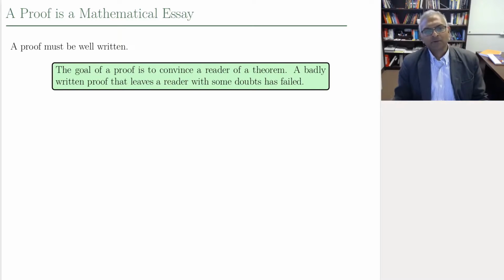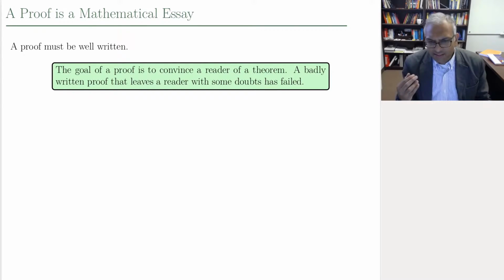Okay, quickly. How to write a good proof. Now remember, a proof is some kind of an essay that is supposed to convince the reader of something. And if it's not well written, it fails to convince the reader. Okay, it might leave the reader with some doubts. The proof has failed. It doesn't matter how correct the proof is. If it fails to convince, maybe because it's badly written, it has failed. Okay, so how do you write good proofs?